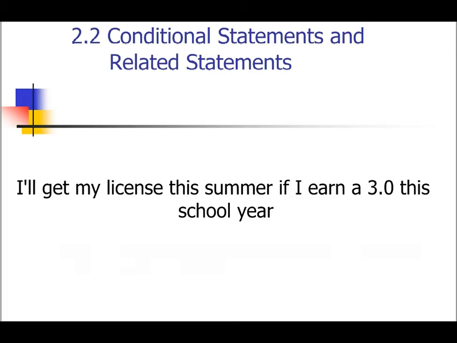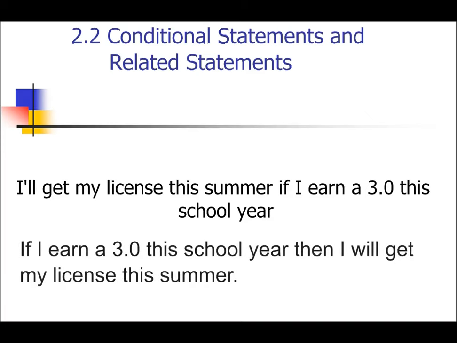Well, how'd you do? Let's see. As I mentioned, it's probably best to take a look at this in the proper if-then form. So to restate that in if-then form, it would say something like, if I earn a 3.0 this school year, then I will get my license. And the hypothesis would be, I earn a 3.0 this school year. It doesn't include the word if, and does not include the word then. The conclusion is the action: I will get my license this summer. So that's a good example.